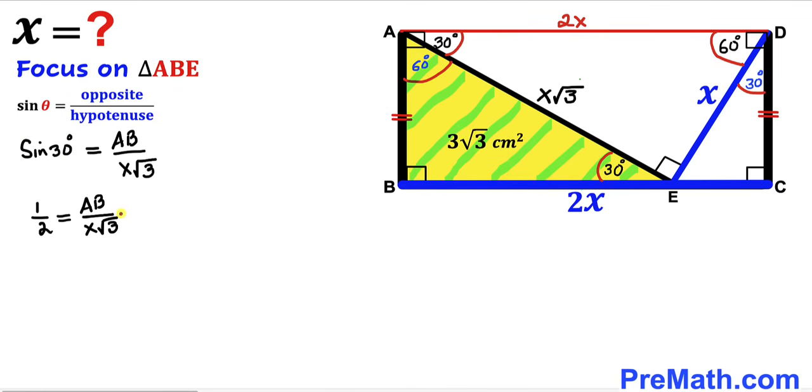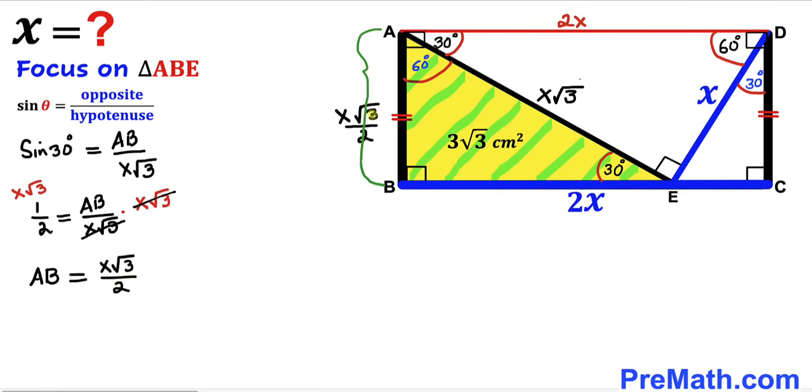And now I am going to multiply both sides by x times square root of 3 over here and x times square root of 3 on the left hand side to isolate AB. And here we can see x times square root of 3 and x times square root of 3, they are gone. So therefore our AB side length is going to be this times this, which is going to give us x times square root of 3 divided by 2. So therefore this side length AB turns out to be x times square root of 3 divided by 2.